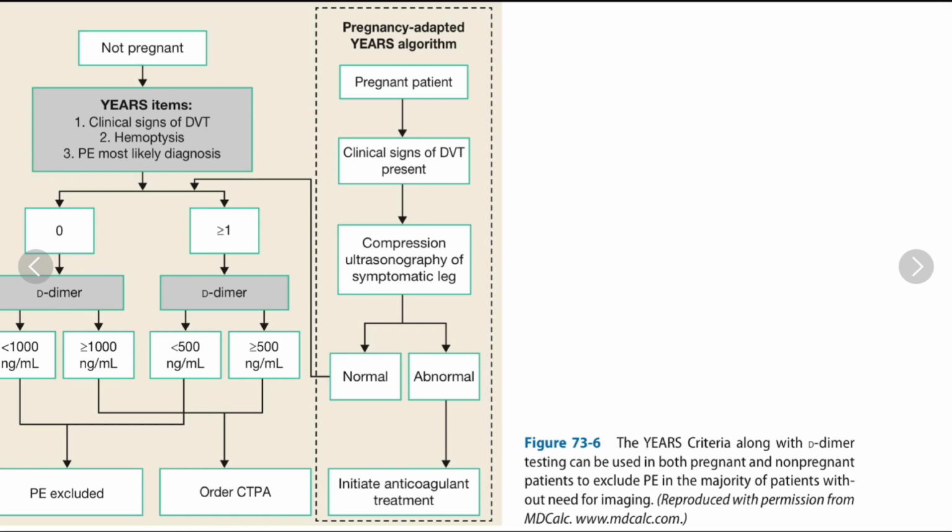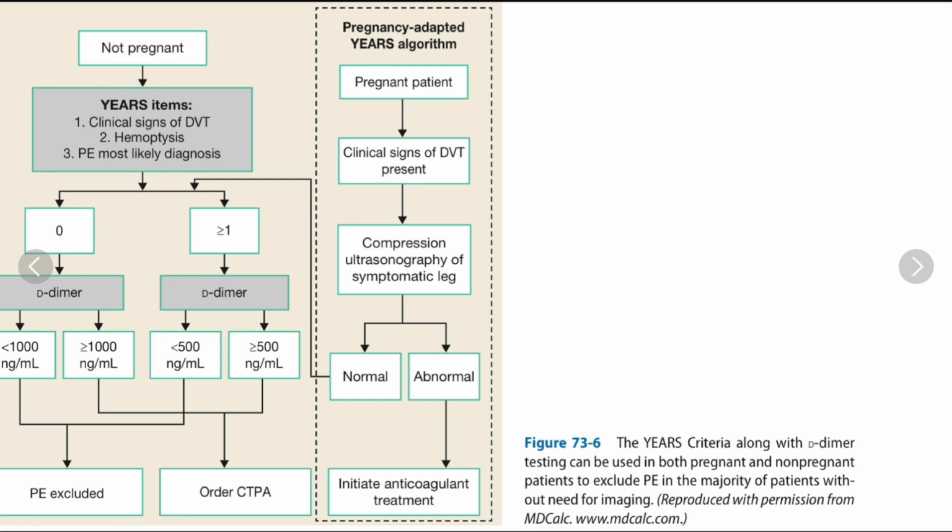If D-dimer is more than 1000 and no YEARS criteria are matching, then we should order a CTPA. If any one of the YEARS criteria is matching, then we should perform D-dimer, and if D-dimer is less than 500, then we should exclude pulmonary embolism. If the score is 1 or more and the D-dimer is more than 500 nanograms per ml, then we should order a CTPA. If none of them is present, then the D-dimer level should be 1000 to order a CTPA.